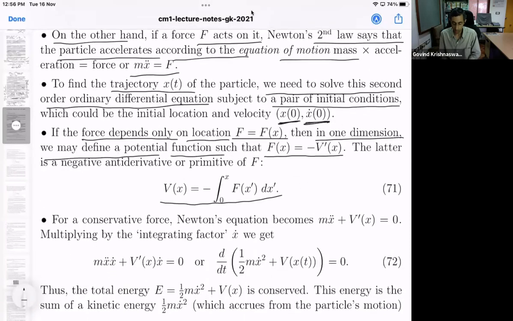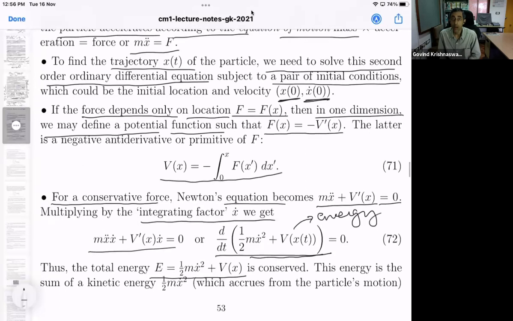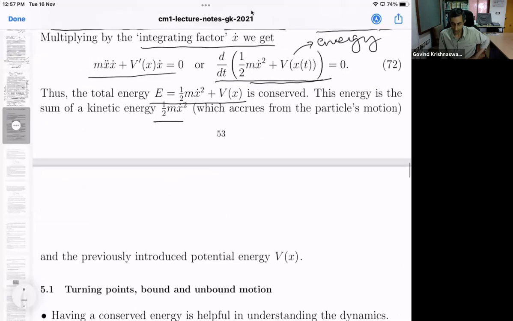Now, for a conservative force, Newton's equation becomes m x double dot plus V prime equal to 0. And as we did last time, you can use the integrating factor to get a conserved quantity, which is simply half m x dot squared plus V of x. So this dynamical variable is called energy. Energy, half m x dot squared plus V of x, and this is the energy. The total energy, which is a sum of kinetic and potential energies.